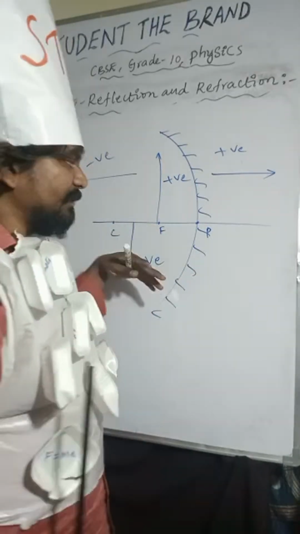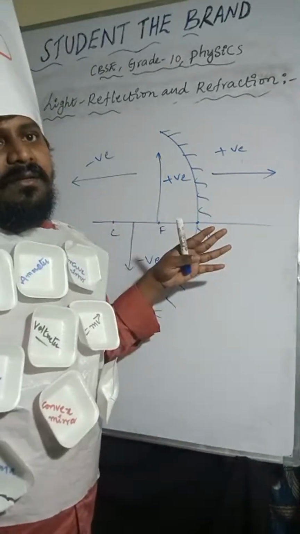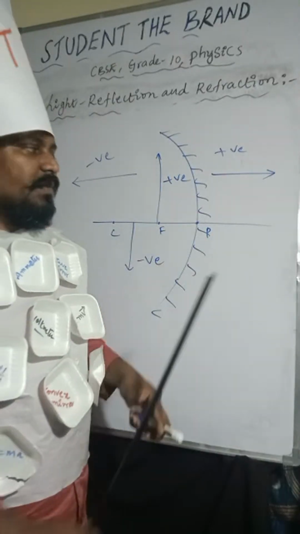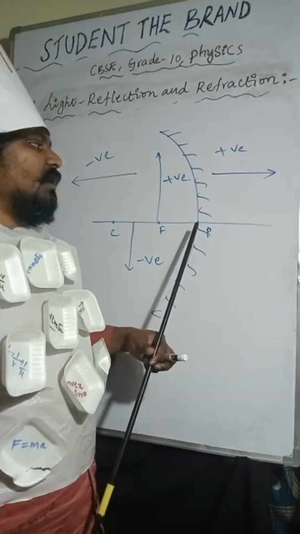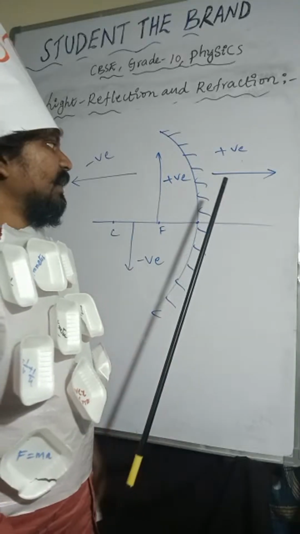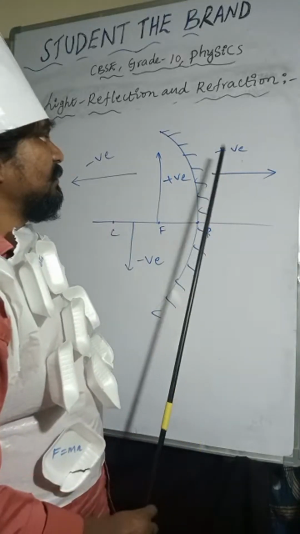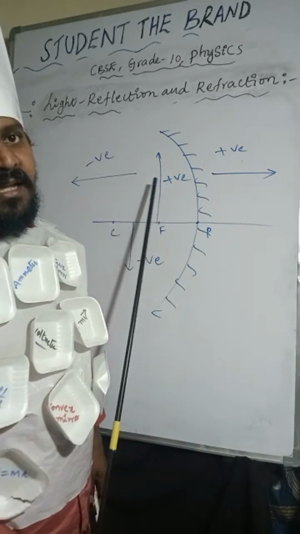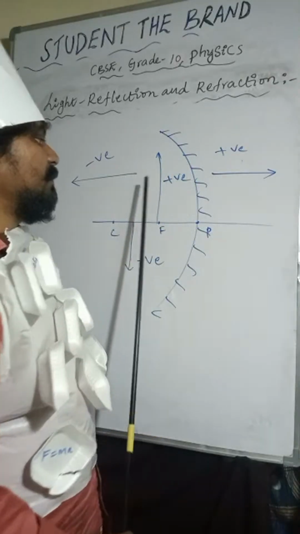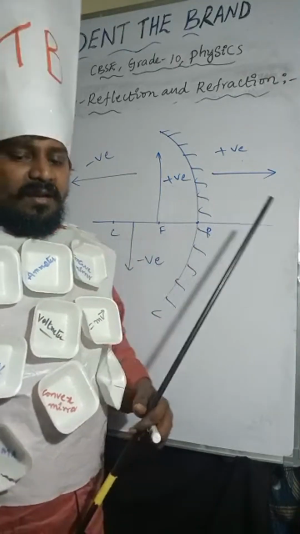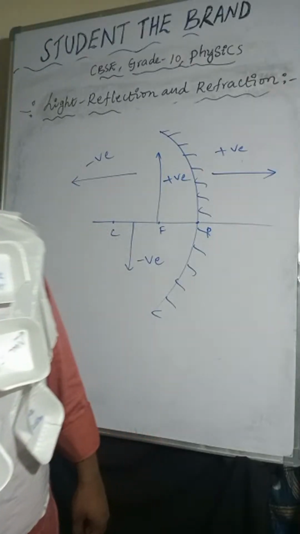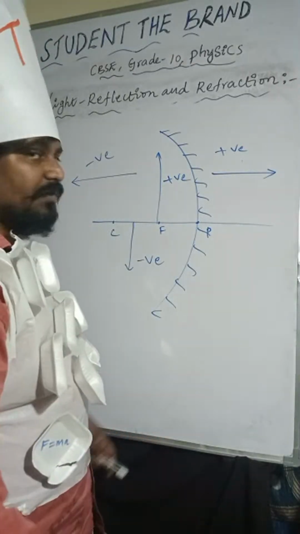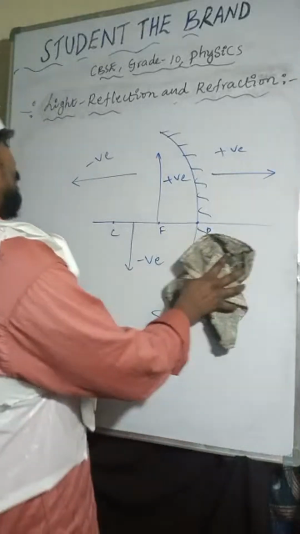So likewise, as given in the song, all measurements will be taken from the pole. In the direction of incident rays, all are positive. Opposite to incident rays, all are negative. Above the principal axis, all are positive. Below the principal axis, all are negative. So this is about the sign conventions of mirror.